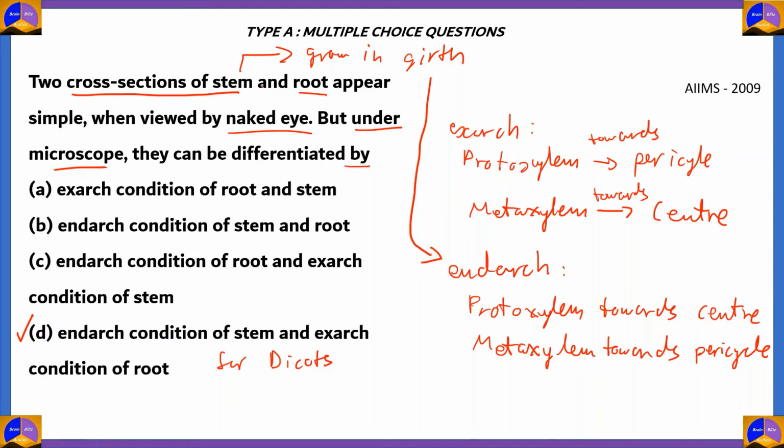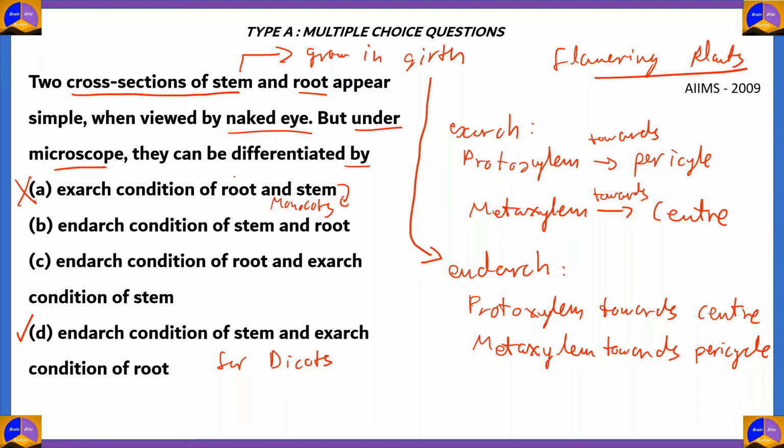When option A is present, that is exarch condition of both root and stem, we call the plant a monocot because monocots contain exarch condition. So option A is incorrect. The question is for dicots because the chapter here is anatomy of flowering plants.